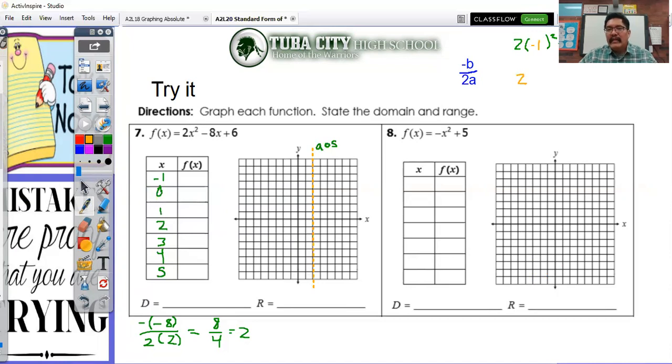And next term will be negative times negative, so this will become +8 and +6. So 2 plus 8 plus 6, and that will give us an output of 16. Okay, 16. All right, there we go.